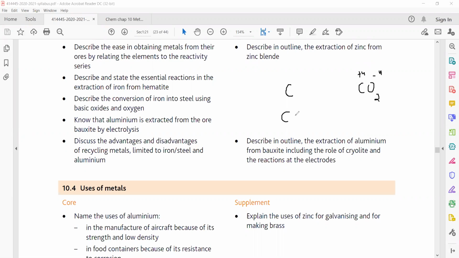Now in carbon monoxide, the oxygen is minus two, so the carbon should be plus two. It has the tendency, since oxygen is already there and it is not a stable compound, to gain oxygen easily. That's why we call it a good reducing agent.